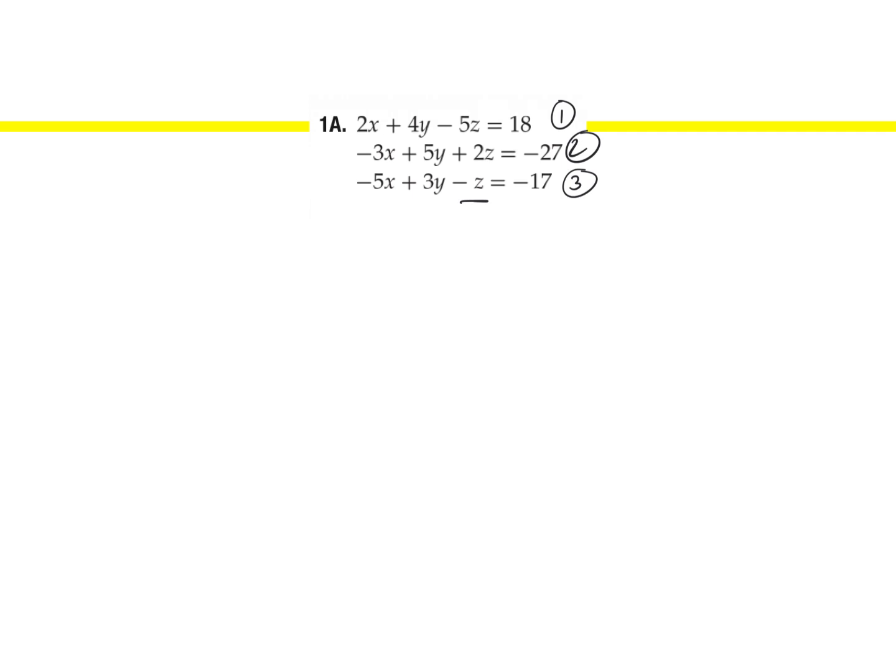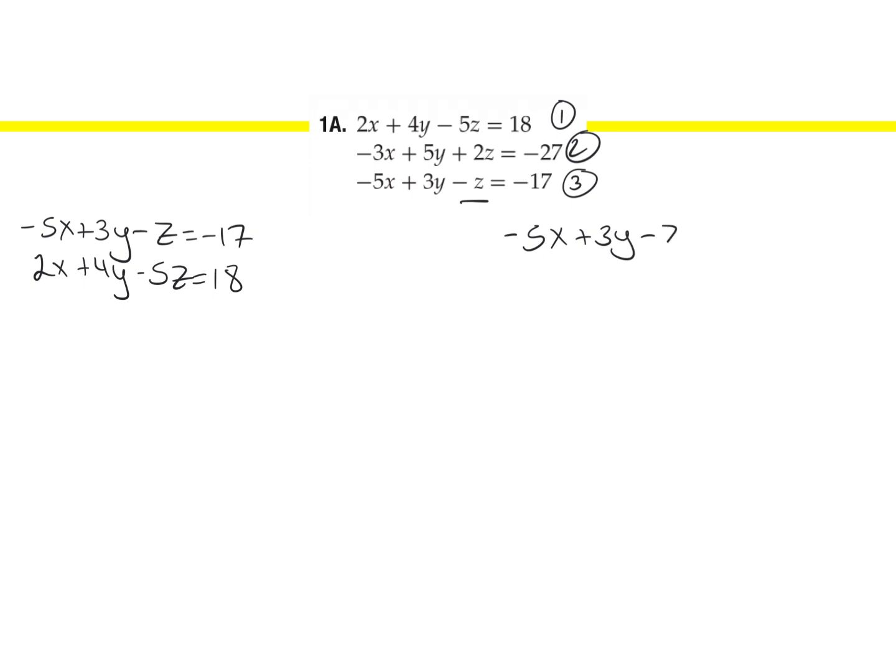I'm going to pair them off, so I'm going to write -5x plus 3y minus z equals -17. And I'm going to do equation 3 and 1 here, so it's going to be 2x plus 4y minus 5z equals 18. And I'm going to rewrite again equation 3 and pair it off with equation 2. So it's going to be -3x plus 5y plus 2z equals -27.